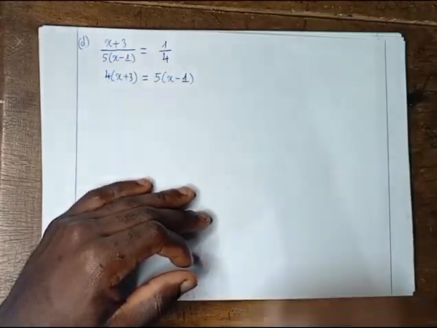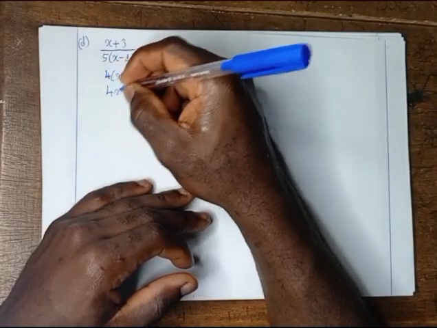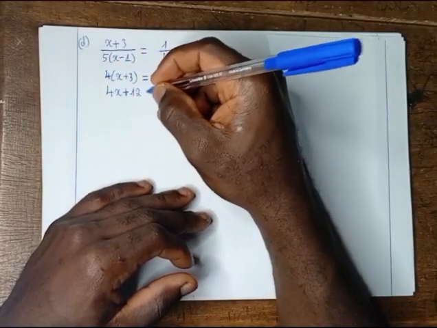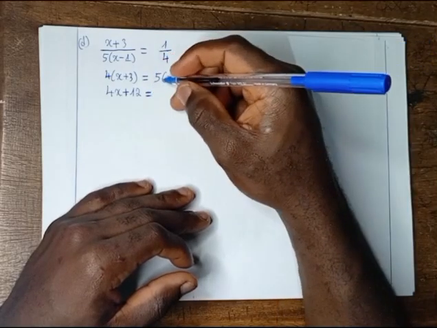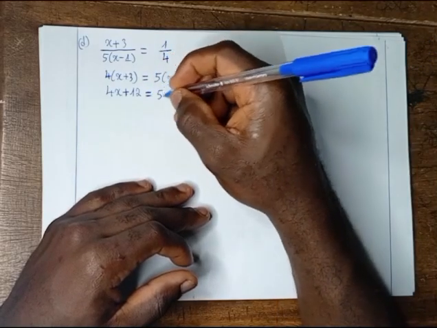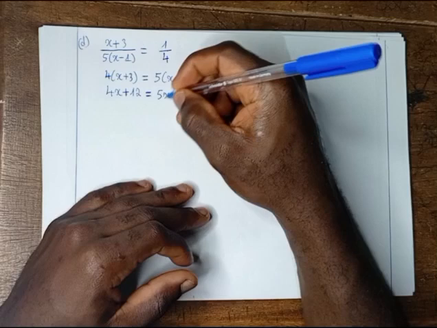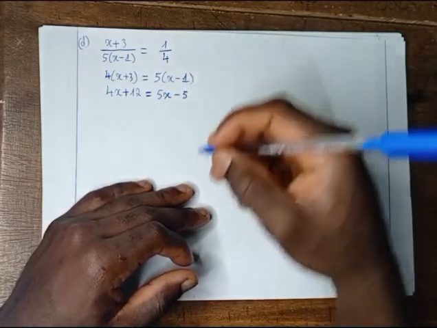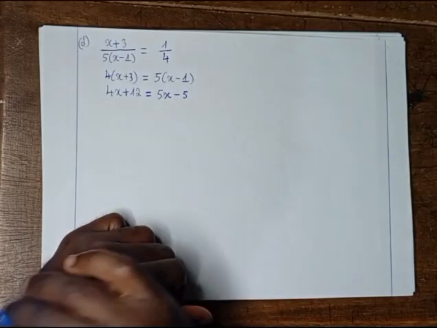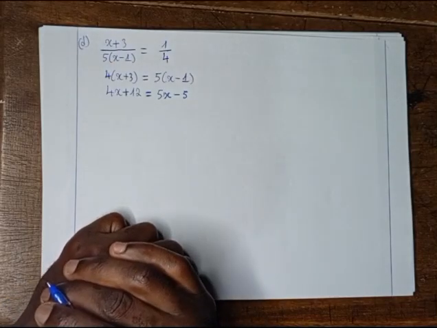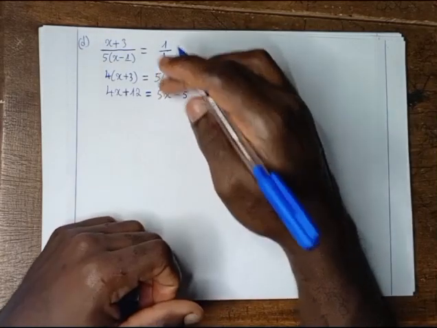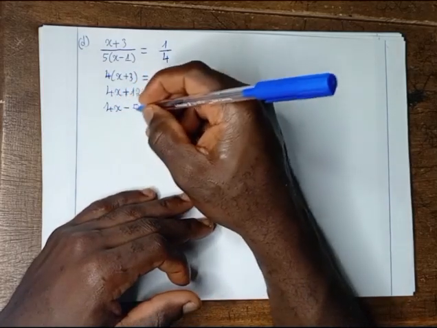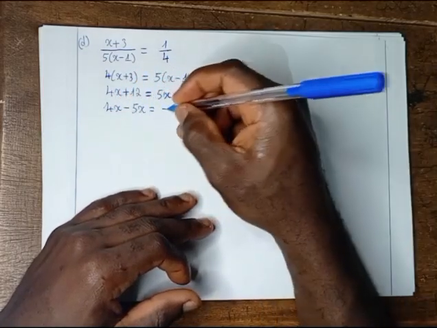At this level now, we are going to expand the brackets. This will give us 4x plus 4 times 3 gives us 12. 12 will be equal to 5 times x, 5x. 5 times negative 1 gives us negative 5. Next thing we are going to do is bring the like terms together. We are going to transfer 5x to the left hand side. This will give us 4x minus 5x to be equal to negative 5.